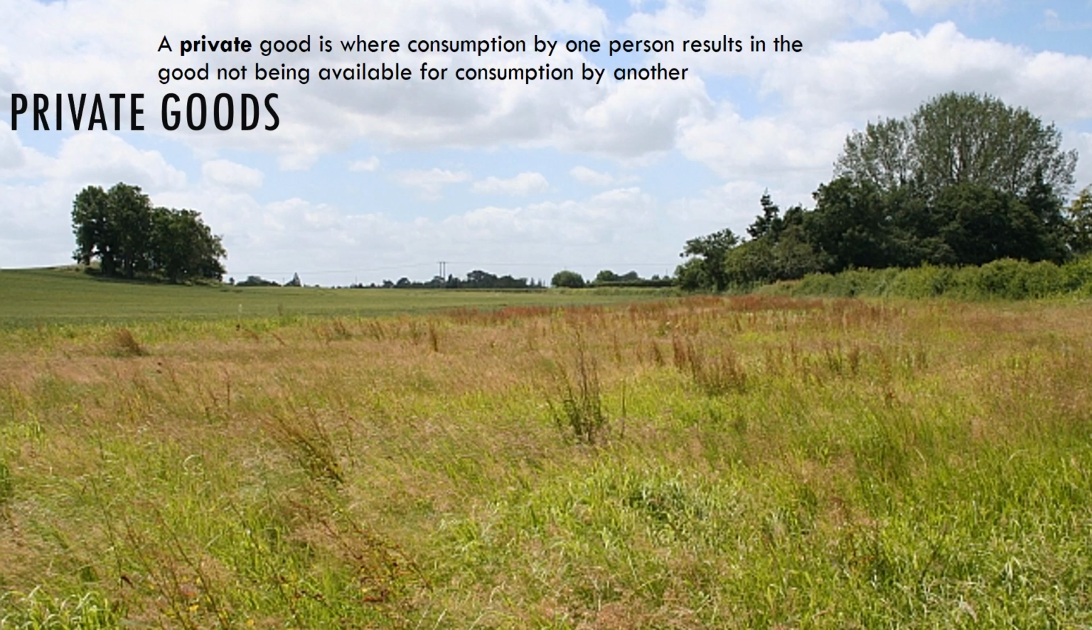The definition of a private good is one where consumption by one person results in the good not being available for consumption by another person. So essentially we're saying here that by using the good, consuming the good, you use it up. An example might be a chocolate bar. That would be a private good because if I consume it, there is less available for you to consume.